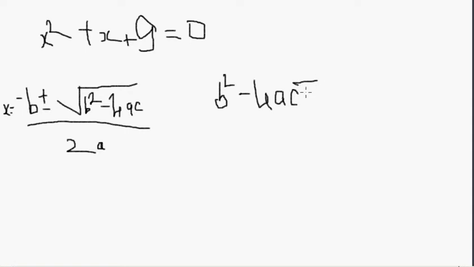Okay, this is the discriminant, and it's quite easy. If the discriminant is less than 0, it's imaginary. If it's greater than 0, it's real, and if it's equal to 0, that means it has real but equal roots.